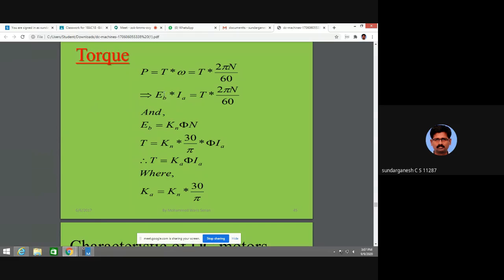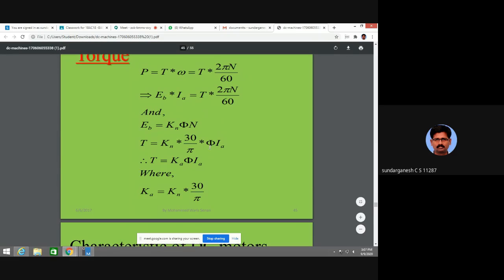So instead of EB, we are putting Kn pi n. Then we are taking this 2 by N by 60 here. So T equal to Kn pi n into Ia into 60 by 2 by N. Okay, so N gets cancelled. 2 and 60 get cancelled and become 30. Pi will be there. So now T equal to Kn 30 by pi Ia.